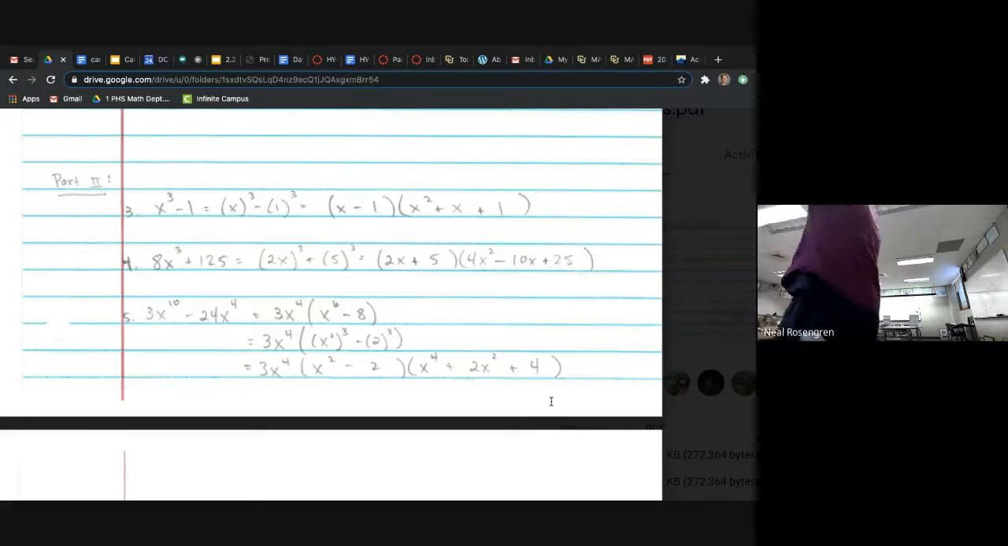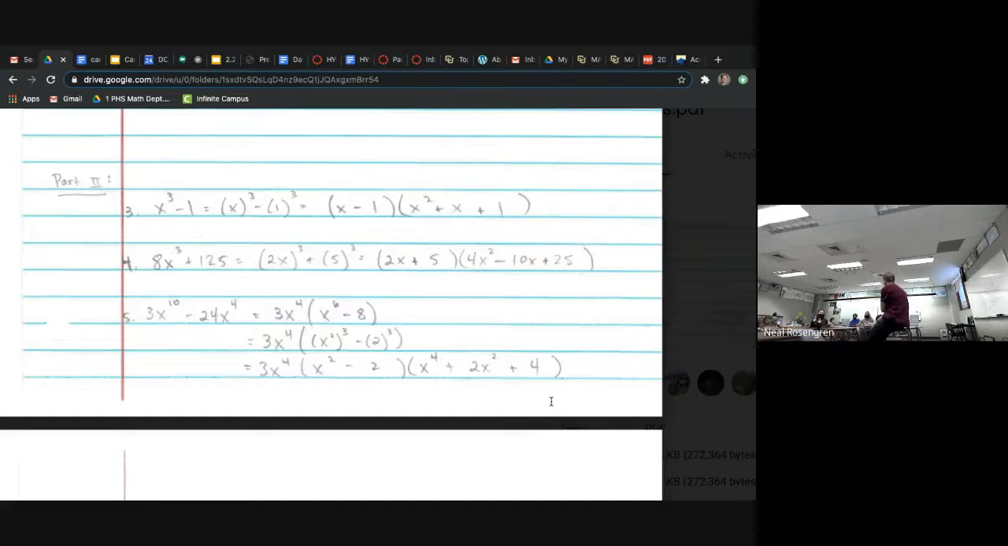And I find it really helpful with something like 3 and 4 to write it. I mean, x cubed minus 1 is pretty obviously x cubed minus 1 cubed, so maybe you don't need that inside step there, but maybe you do. But with something like 4, it can be really helpful to rewrite 8x cubed as 2x cubed and 125 as 5 cubed, because then it's 2x, 5, 2x quantity squared, so I got to square the 2 and the x, and then 2x times 5, so 10x, and then 5 squared. Same, opposite, always positive.